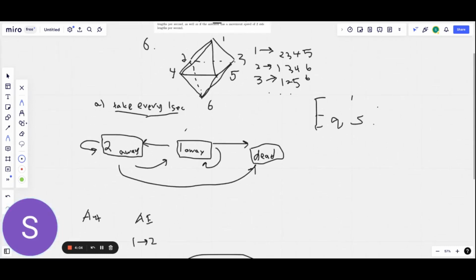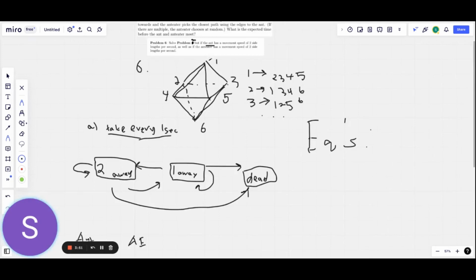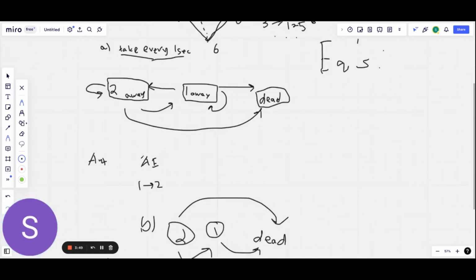So the first thing that we're going to do is just draw our diagram. 2 away, 1 away, dead. And we start at 2 away. So the anteater, without loss of generality, let's say it starts at 1, and the ant will start at 6.